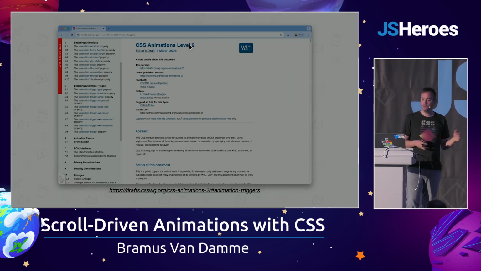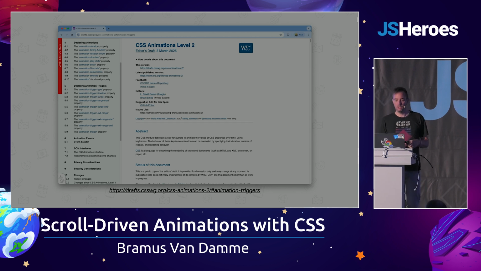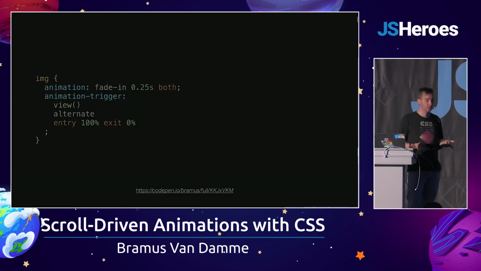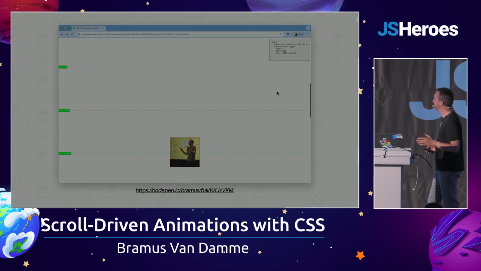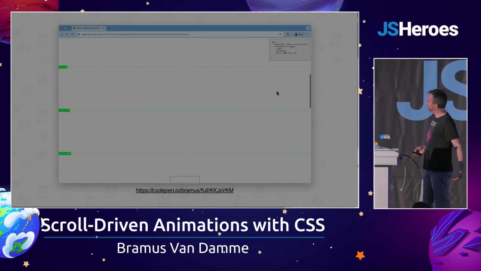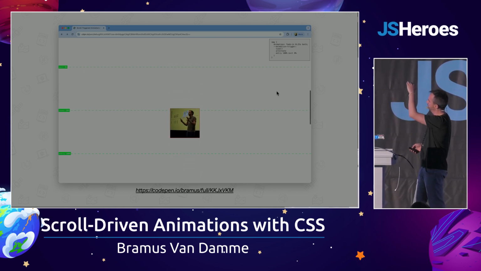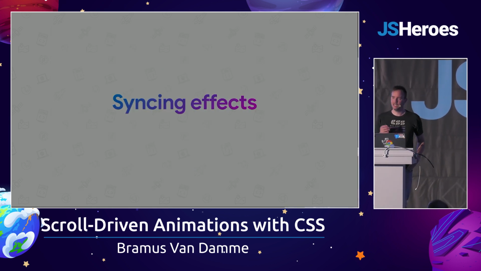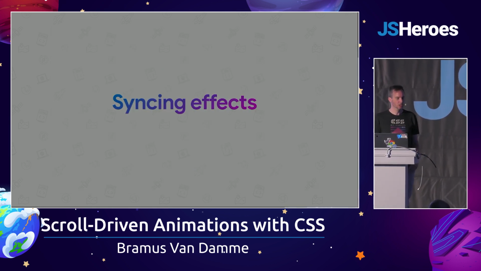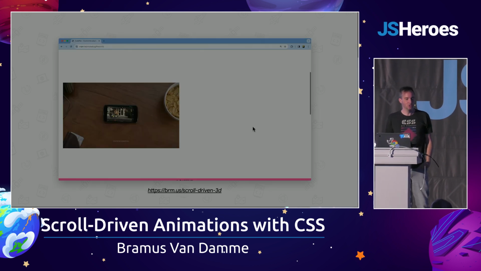We are working on something called CSS animation. It's part of CSS Animations Level 2, an animation trigger. It looks something like this: animation-trigger view alternate, and then you can do all sorts of crazy stuff with it. Like it fades in, and once you reach a line at the top, it will fade out again. Crazy, crazy stuff. Syncing effects, and I bet you JavaScript developers will love this. Yes, you can totally do that.